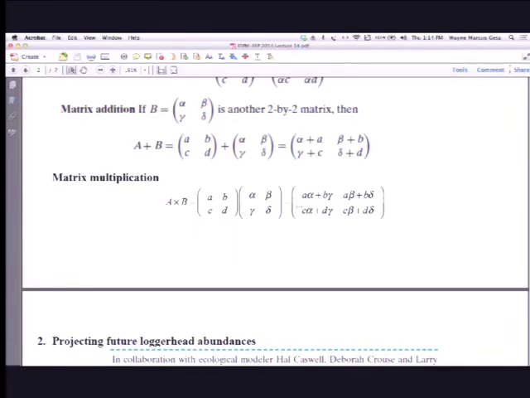So the first row times the first column, element by element, add them together, gives you the first element here. And the second row times the first column gives you the second element over here. So this is a 2 by 1 object, because this is a number and that's a number. So that's two numbers. Everybody see that?